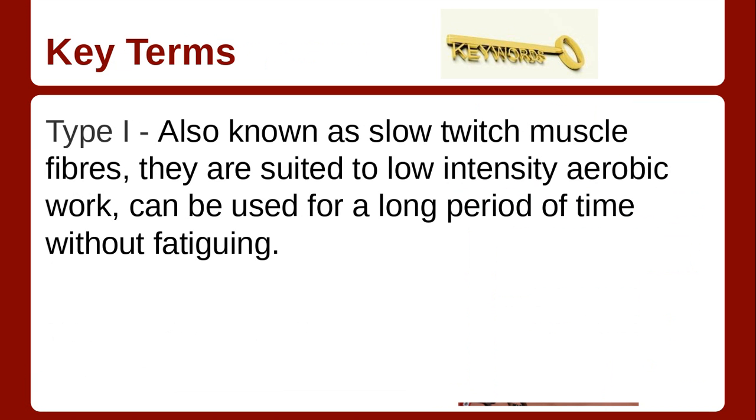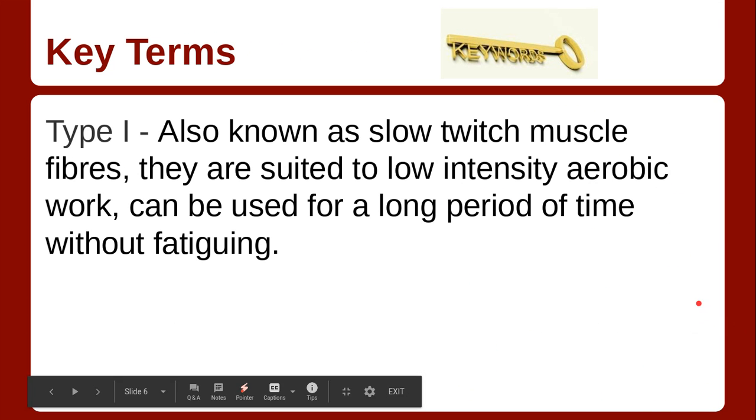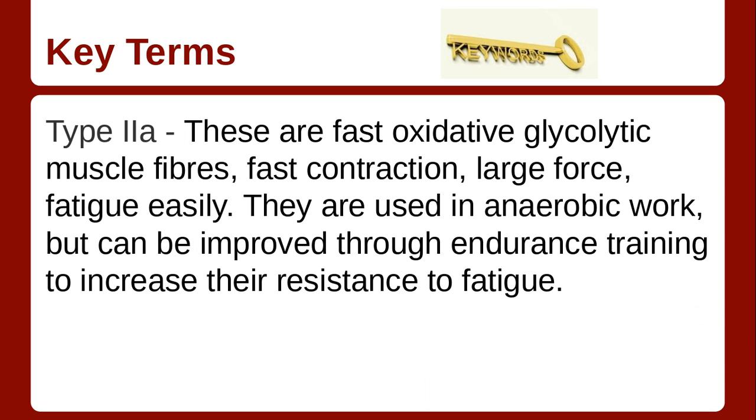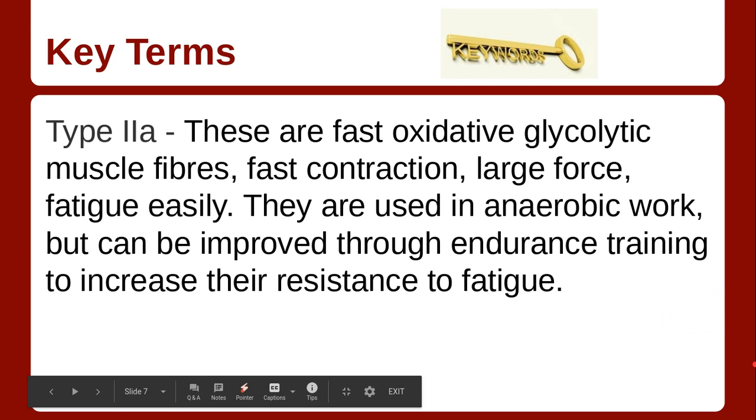So our different types of fibers are actually part of our key terms that we need to be able to define. Our type 1, also known as slow twitch muscle fibers, for sustained low aerobic work and can be used for long periods of time without fatiguing. So that's your definition of your type 1 fibers. Your type 2A fibers are fast oxidative glycolytic muscle fibers, fast contraction, large force, fatigue easily, and they're used in anaerobic work but can be improved through endurance training to increase their resistance to fatigue. So there's those middle fibers that we just talked about previously.